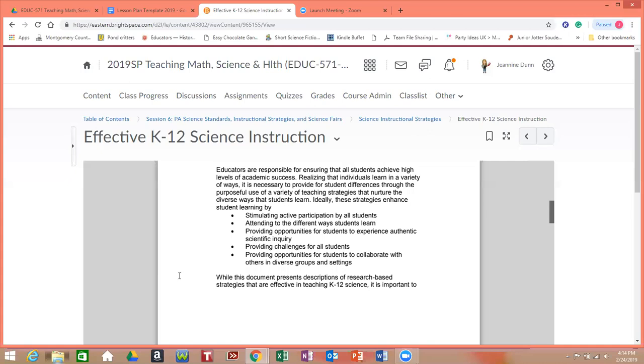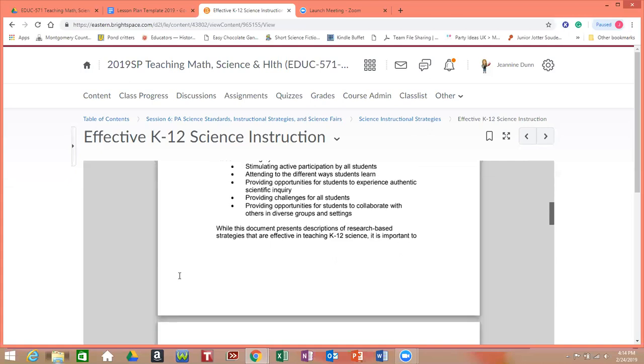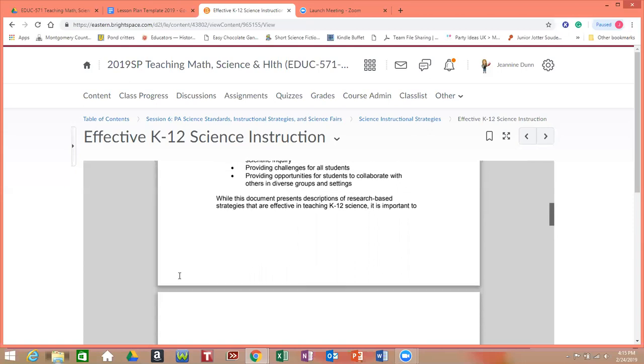Realizing that individuals learn in a variety of ways, it is necessary to provide for student differences through the purposeful use of a variety of teaching strategies that nurture the diverse ways that students learn. Ideally, these strategies enhance student learning by stimulating active participation by all students, attending to the different ways students learn, providing opportunities for students to experience authentic scientific inquiry, providing challenges for all students, and providing opportunities for students to collaborate with others in diverse groups and settings.